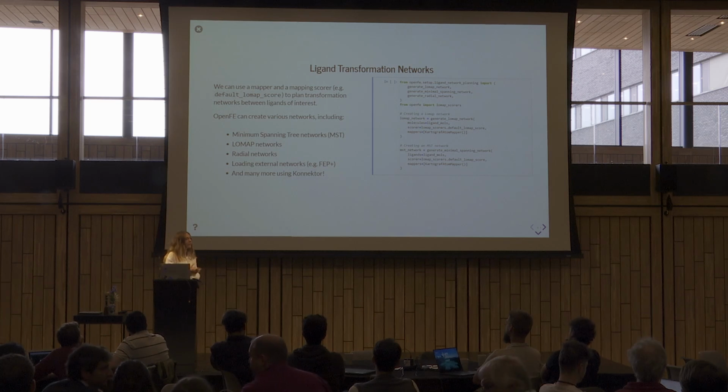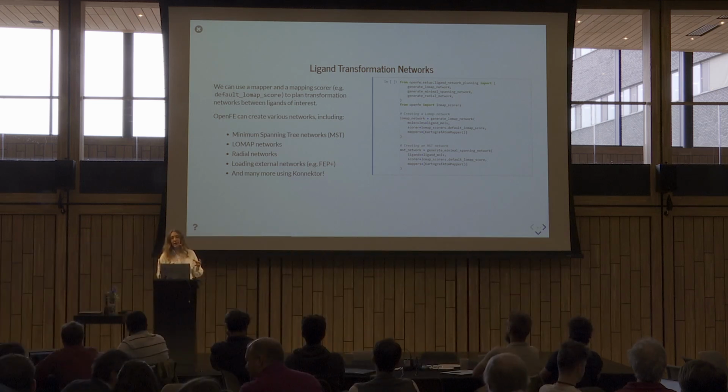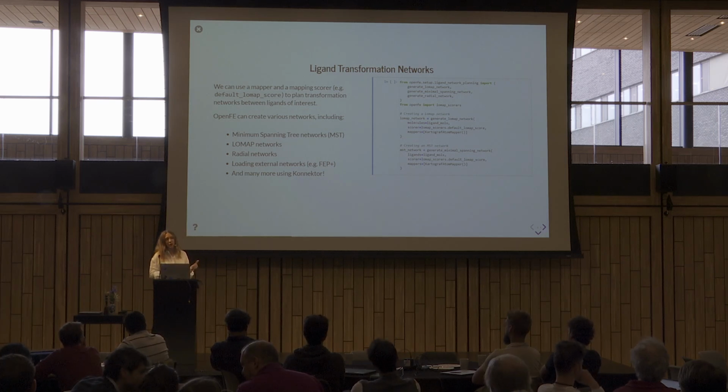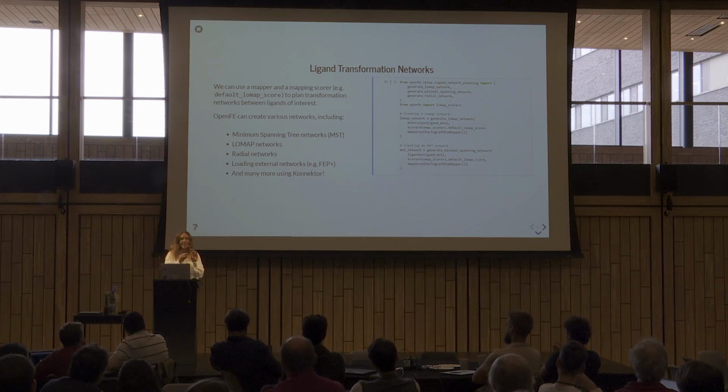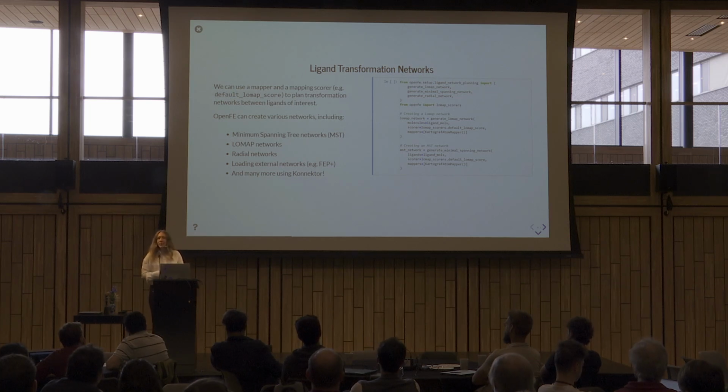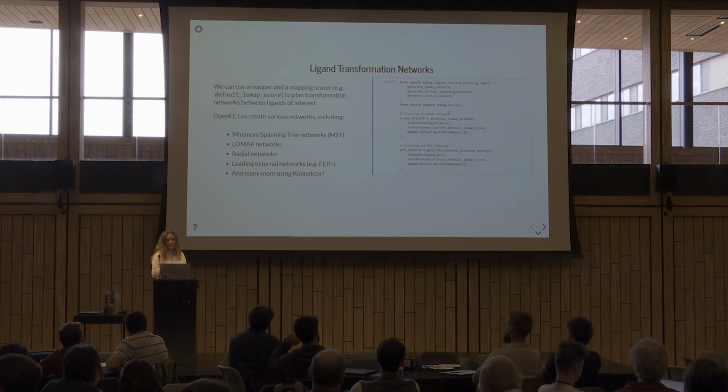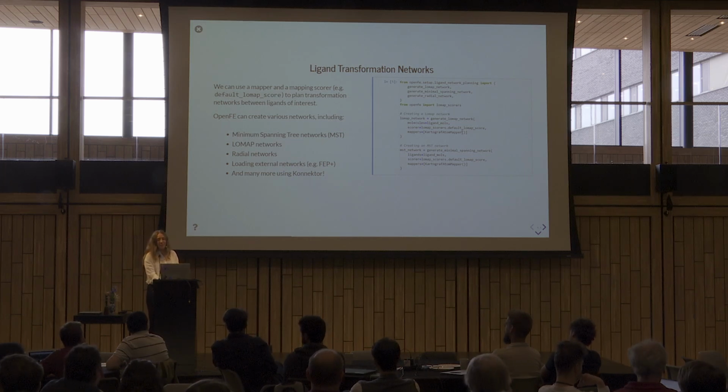And in OpenFE, we have different networks. We have a LOMAP network that has redundant edges. We have a minimal spanning network. We have radial networks, and also if you have, for example, an external network, like from FEP+, you can load that into OpenFE, or if you want to hand-make your network, you can also load that in. And Ben in our group is working on Konnektor, a package that will have even more flexibility and different network types. And for these networks, we have different functions that are called generate_lomap_network, generate_minimal_spanning_network.